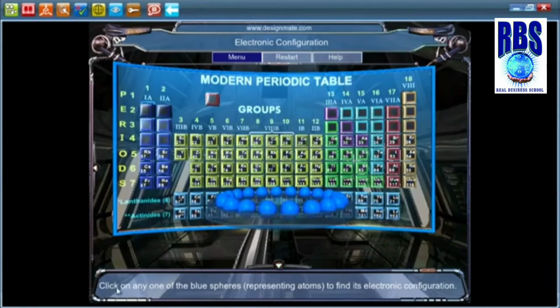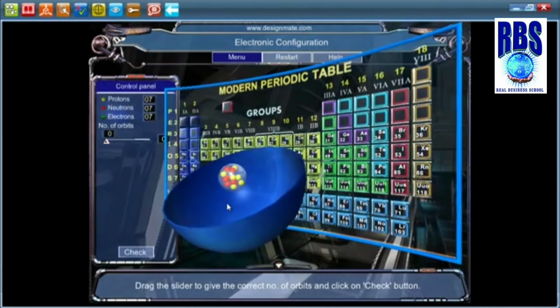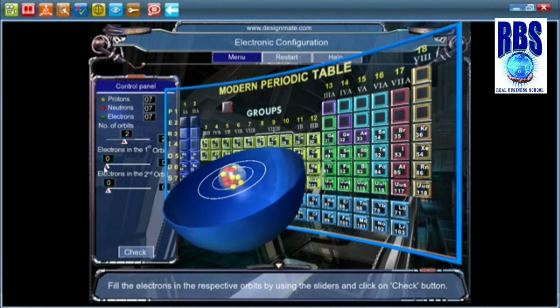So I have my first instruction below. Click on any one of the blue spheres to find its electronic configuration. So I select this one. Now on the left hand side, I can see protons, neutrons and electrons. Now the number of electrons given here are 7. I have my first question. Drag the slider to give the correct number of orbits and click on check button. As I saw in the video, the number of electrons are 7, so it will have 2 orbits. Let me check.